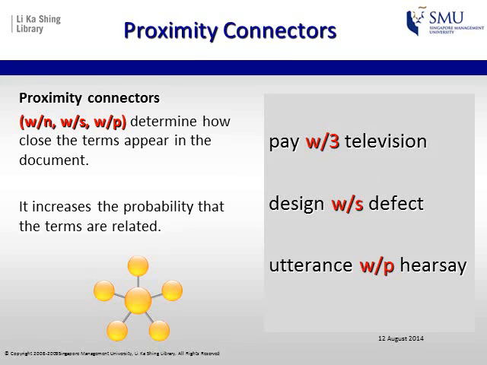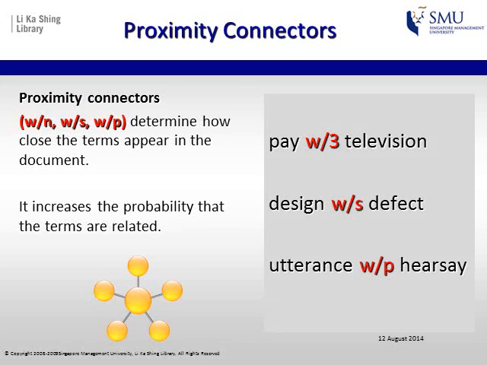Using proximity connectors allows you to determine how close the terms appear in the documents retrieved in your search. Increasing the proximity between your terms increases the probability that the terms are related. The proximity operator W/n represents within n number of words.